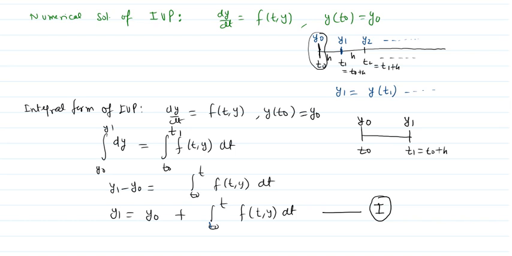But every continuous function is integrable, but we don't know how to integrate every function. Therefore we rely on numerical techniques. So here I am writing an approximation of this integral, and we will write different rules. The first approximation is known as the simplest method, that is Euler's method.